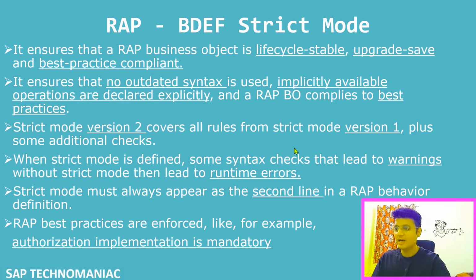For example, one example I can say is that authorization implementation is mandatory. Normally, if you don't use strict mode and you don't implement the authorization check, it will work. But as soon as you use strict mode, and you don't define your authorization methods in the behavior pool, at that time you will get a warning. And if you don't remove that warning and try to execute your application, then you will get a dump, and then you have to solve that. We will see in the system also how we get the dump in the strict mode.